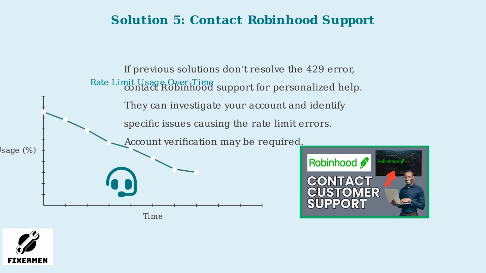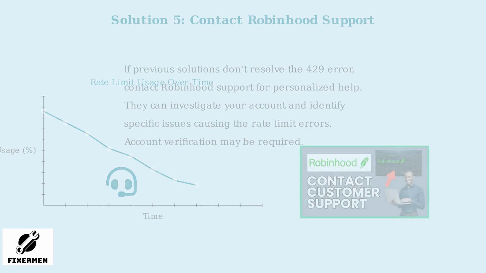Here's how rate limits might look over time. Initially, usage stays high, causing errors. After contacting support and resolving account-specific issues, the usage drops significantly.